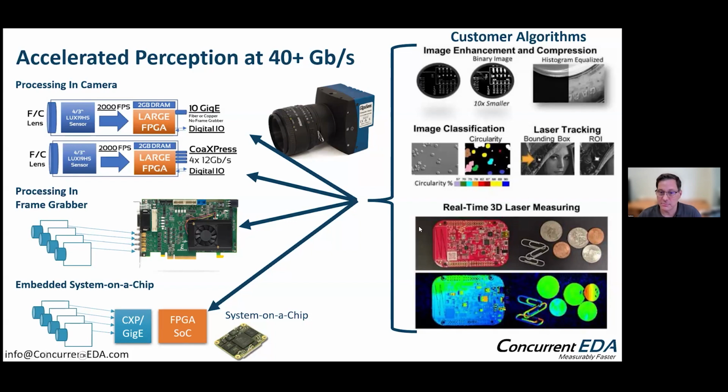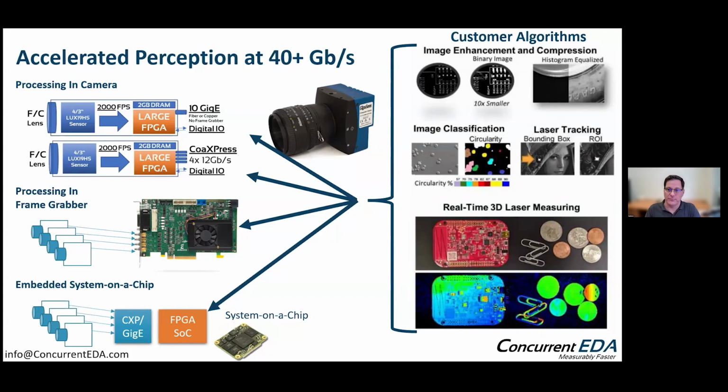Image classification: looking at what's on that image and what it is. Laser tracking: if I'm trying to find a laser spot in an image, or I'm trying to track something as it moves around, whether it be cells or something in a real environment. In this case, we took a laser and danced it around. I'll show you that. We can pick it out.